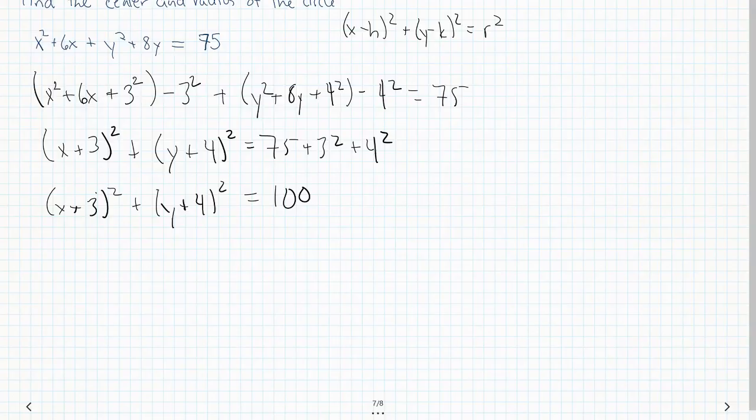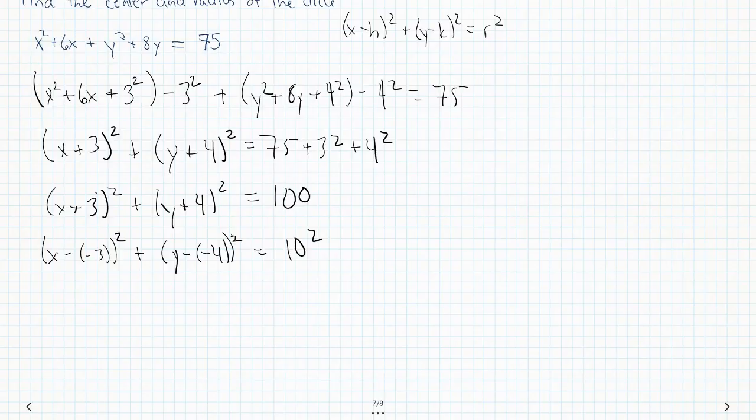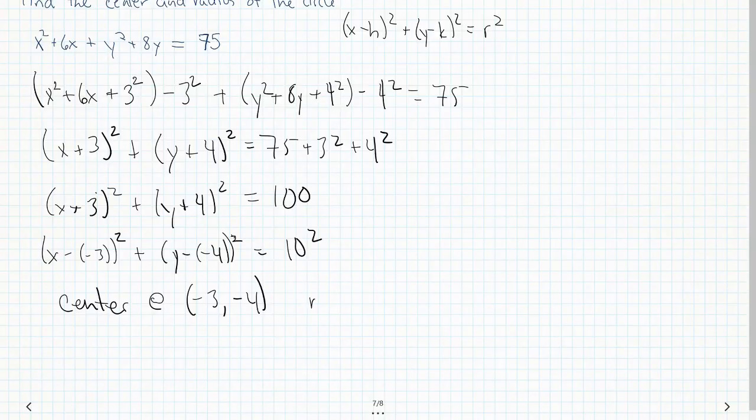So this means the center, another way we can write this is x minus a negative 3 squared, if you don't like that, and this is y minus a negative 4 squared, and that equals 100, which is just 10 squared, right? Or you can take the square root if you have a hard time figuring that out and leave that square root as is. So that means the center is at the point negative 3, negative 4, and the radius of our circle equals 10. And we're done.